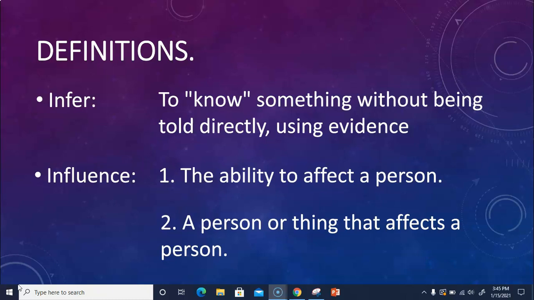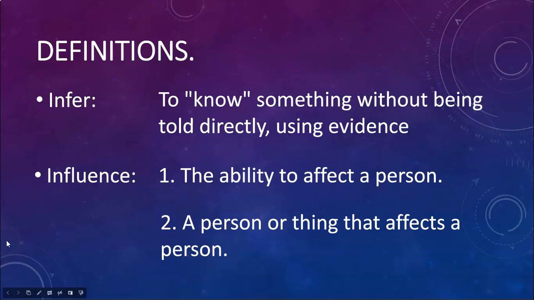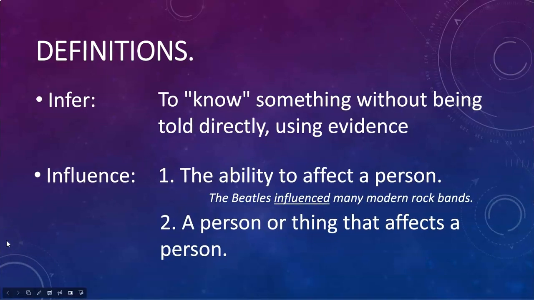And our second really important word today is the word influence. Influence has two definitions. It can be used as a verb or a noun. The first definition you see right there on your screen is the ability to affect a person. This is the verb form. And so we're going to look at an example sentence. The Beatles influenced many modern rock bands. So they affected those people.